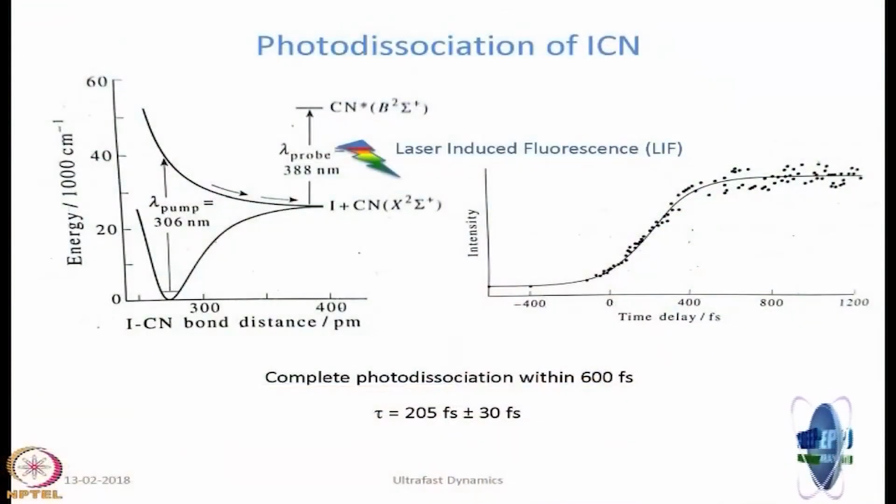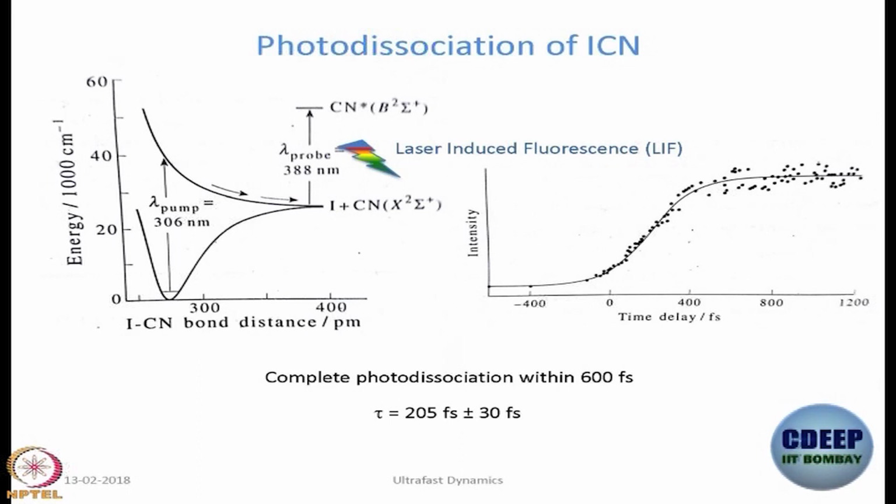And this is the experimental result. See a rise? What does this plot mean? Well, minus 400 means what? The probe has arrived before the pump. As I told you, time 0 means the time of arrival of the pump pulse, right? Initially, what you have is ICN, the IC bond is intact. Now, at time 0 also more or less it is intact.